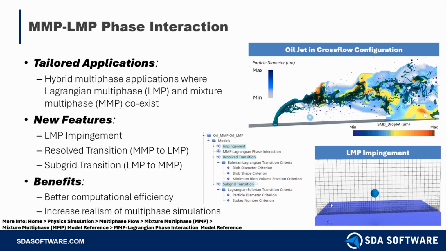But now with the latest version, 3 new MMP to LMP phase interaction models are available. They are the LMP impingement model, the resolved transition model, and the subgrid transition model. Let's briefly talk about the functionality of these 3 models. The LMP impingement model was already available previously, but it was only for the VOF method. But now the LMP impingement can also interact with the MMP-LSI free surfaces. Let's take a quick look at the LMP impingement demo in the bottom right corner.